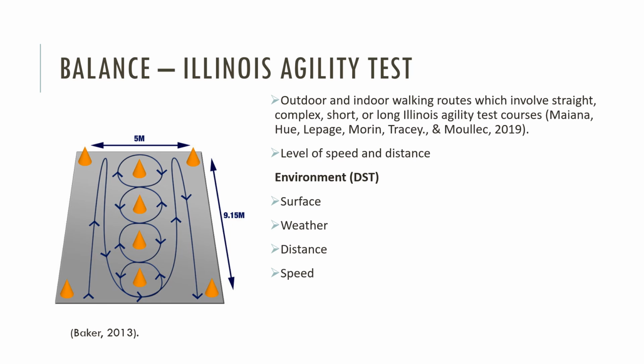In relation to the DST with the task at hand and the environment, these implications are almost the very basics to executing walking activities from low to high speed with short to long distances, ranging in the environment of the activity including the surface, weather, distance, and speed, and determine whether a student can complete the task at hand.